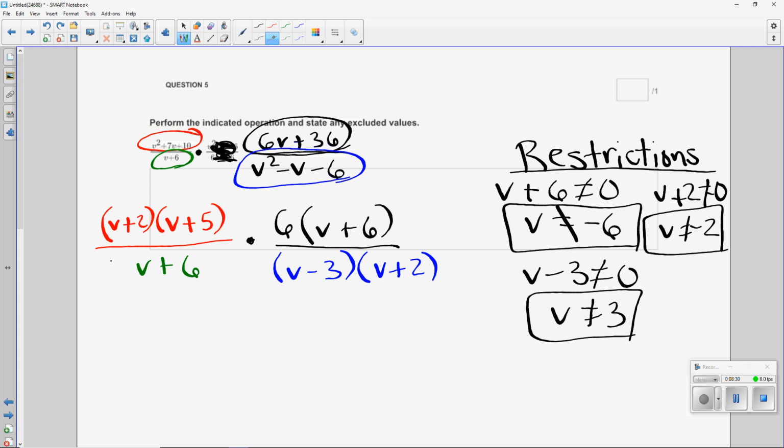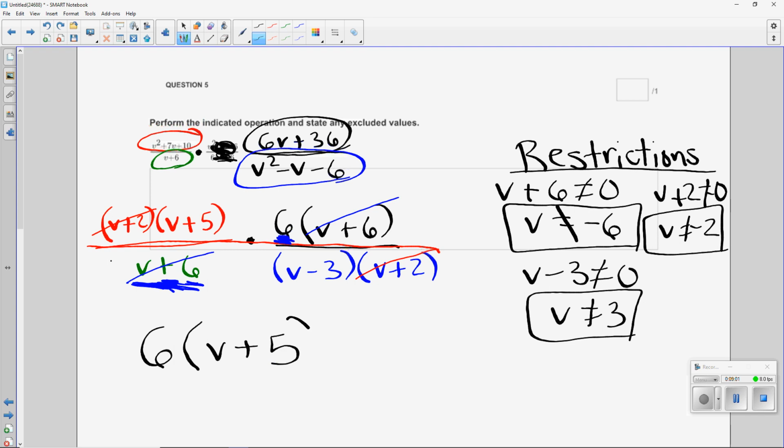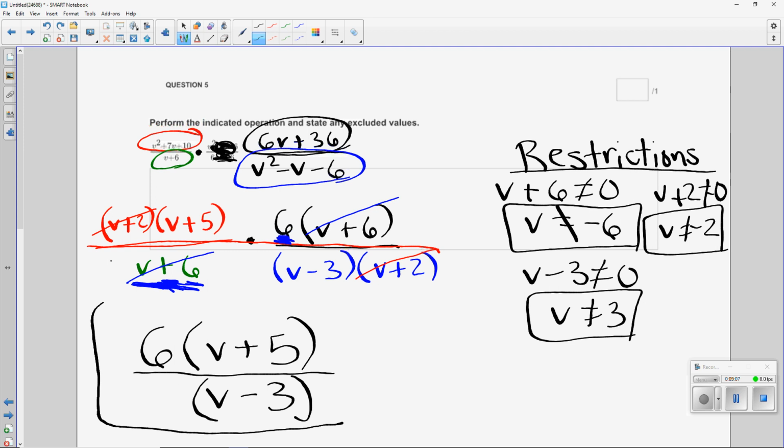So I see v plus 2 at the top. And we'll treat this basically as one big fraction. V plus 2 at the bottom. Those cancel. What else cancels? The v plus 6 and the v plus 6. Notice this 6 cannot cancel with this 6. That's, of course, because that 6 is kind of attached to the v because of that plus sign. So our answer is everything left over. You got a 6, you got a v plus 5 at the top, and you got a v minus 3 at the bottom. The v's don't cancel because, again, you cannot cancel across addition and subtraction.